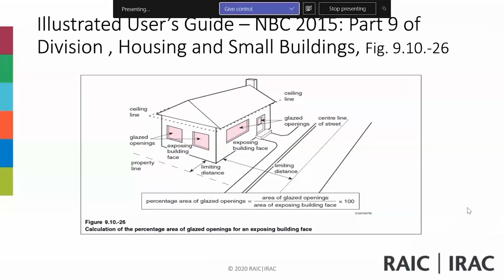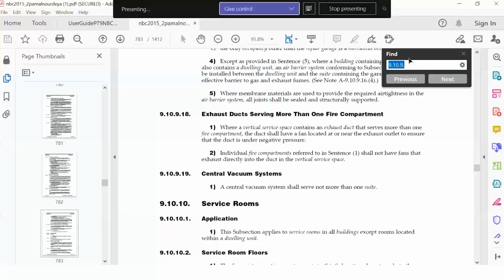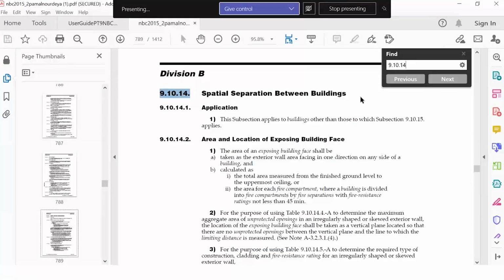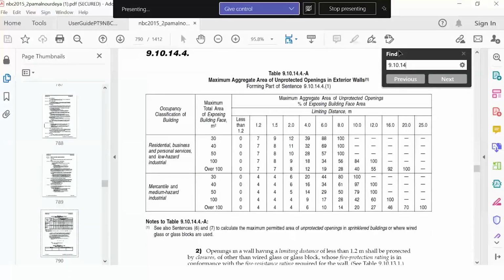Okay, so this is one example, right? But what you need to do is look at the code, and this is where you're going to take a look at code 9.10.14. This is basically for residential buildings, personal services buildings, group C, B, and F3. This is for group E and F2. You look at the maximum area of exposed building face or fire compartment if separated from the rest of the building by 45 minutes fire separation.